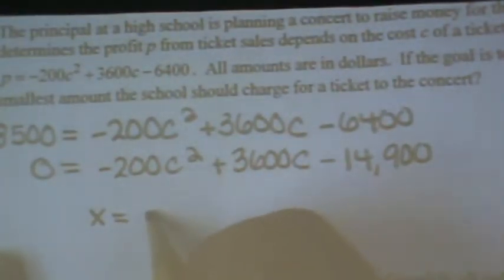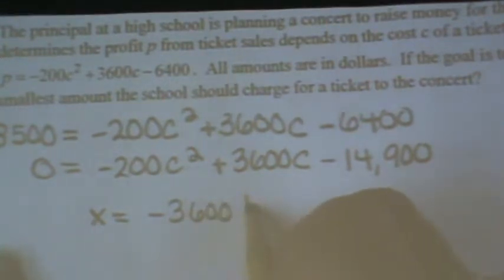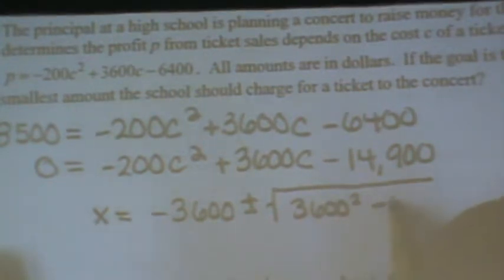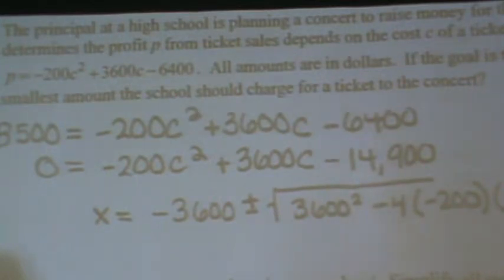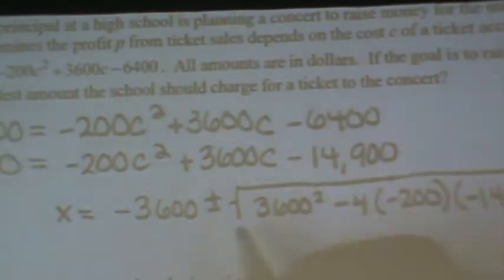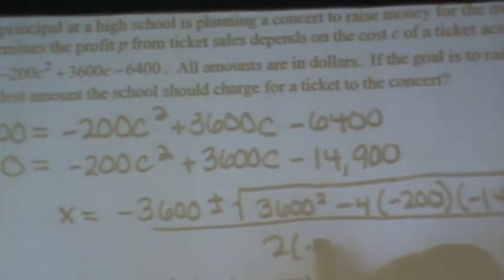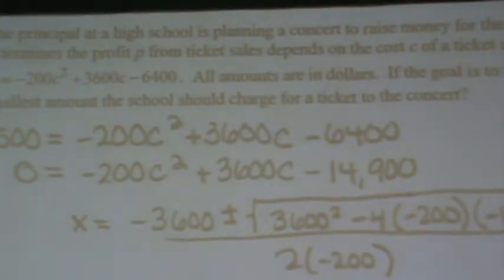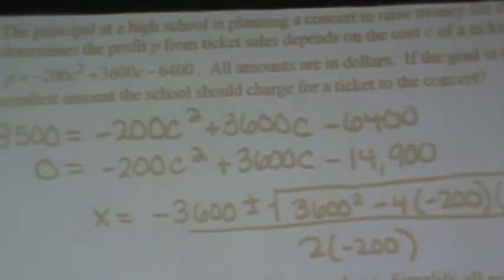Now, unfortunately, it's all big numbers. But if you use the quadratic formula, negative b, so negative 3,600 plus or minus the square root of 3,600 squared minus 4 times negative 200 times negative 14,900, you're going to get big numbers, but you've got a calculator, over 2 times negative 200. The answers you should get are $6.45 and the other one. Use your calculator. Okay, moving along.